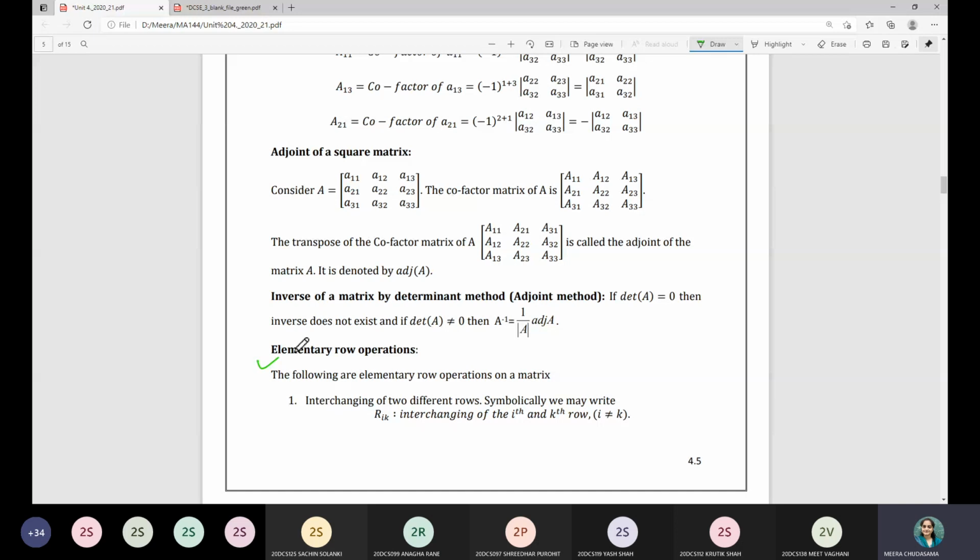So what are these elementary operations? Basically there are 3 types of elementary operations. These elementary operations are also called E operations. So there are 3 types of E operations. One is interchanging the row Ri with Rj.